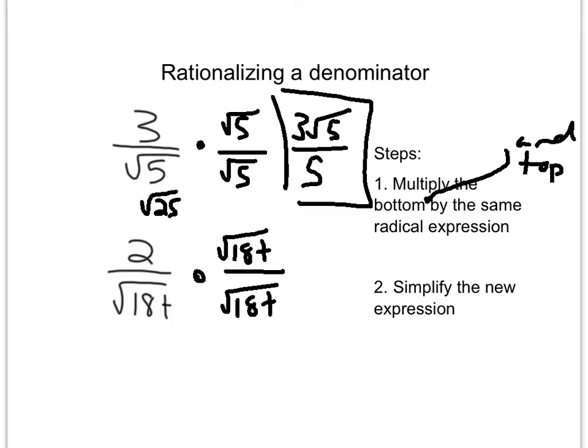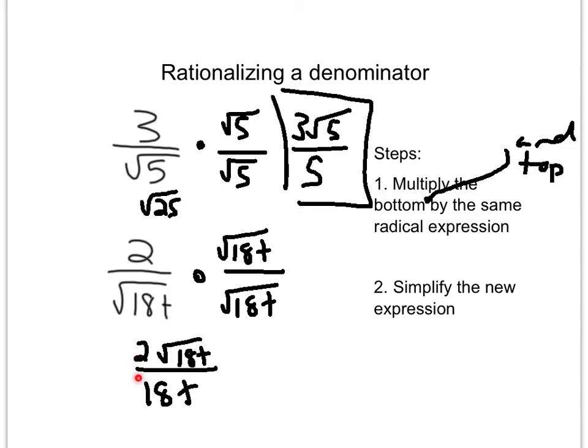And the reason is because that's going to give me on top 2 times the square root of 18t, all over, and then on the bottom, the square root of 18t times the square root of 18t is just 18t. Alright, now we need to simplify our new expression. Well, we don't have a radical on the bottom anymore. So now I need to do some simplifying.